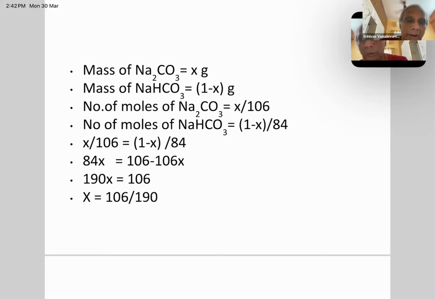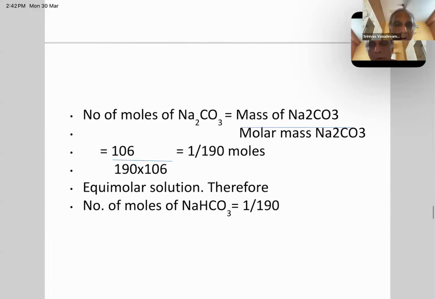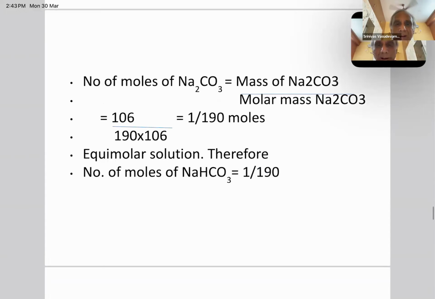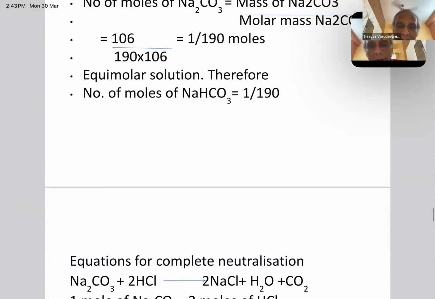Number of moles of sodium carbonate is mass by molecular mass. So 106 by 190 into 1 by 106, which is 1 by 190 moles. So I know the number of moles of sodium carbonate is equal to the number of moles of sodium bicarbonate, which is equal to 1 by 190 moles.